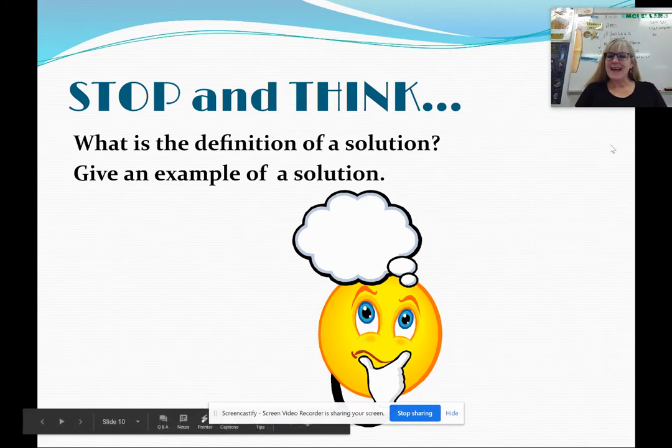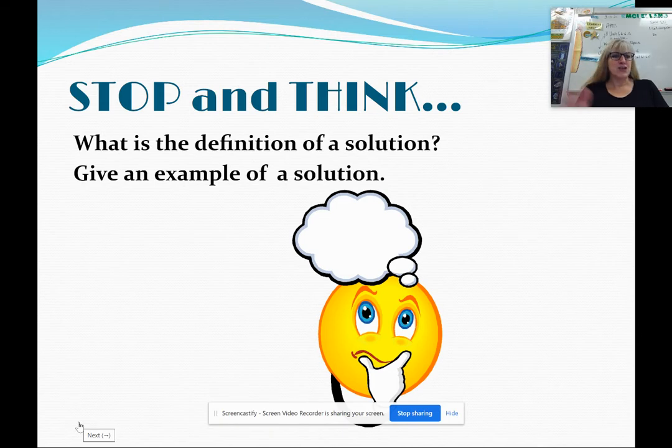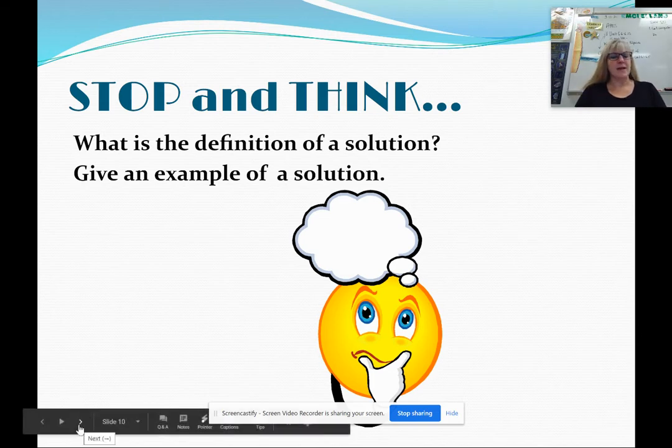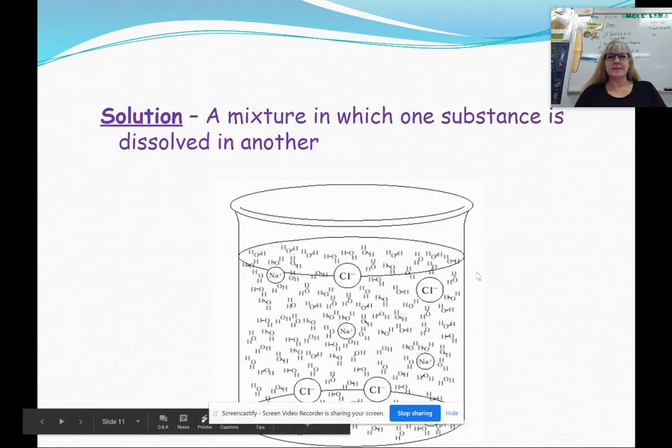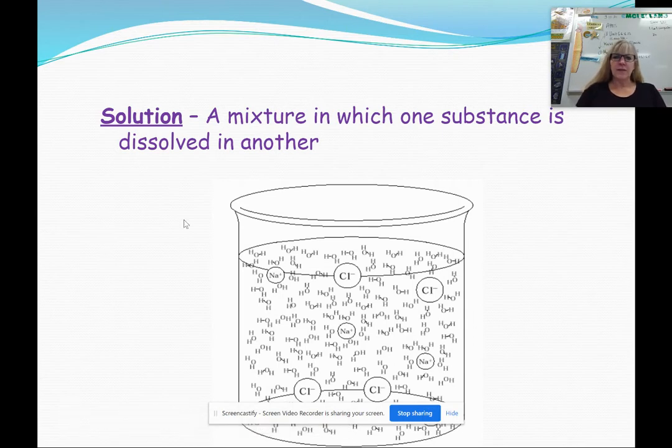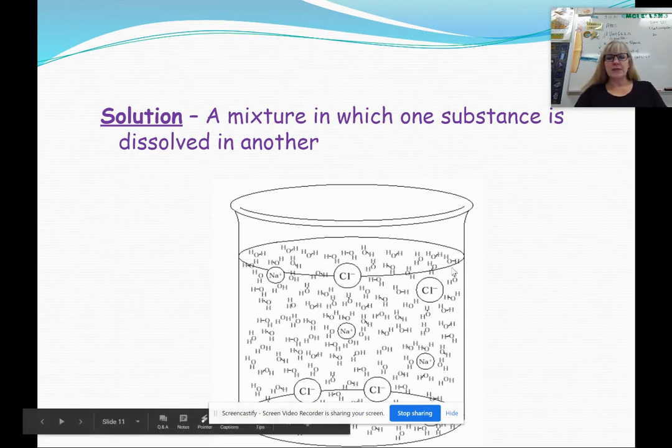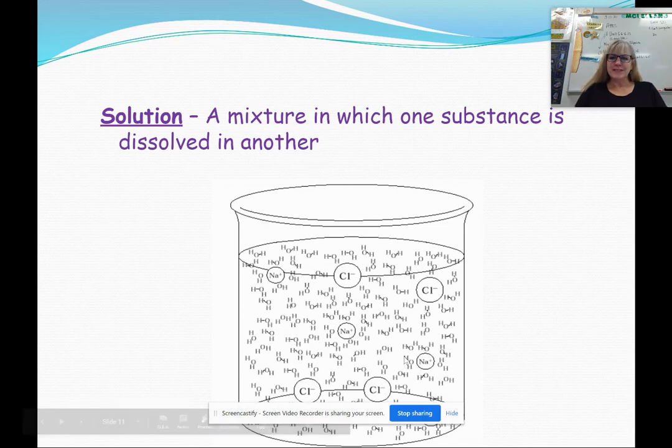If anybody said Kool-Aid or soda, a drink that has some kind of sugar in it and food coloring, that's a solution. It's anything that's going to be dissolved in another substance. So it's a mixture in which one substance is dissolved in another. And if you remember your chemistry, a mixture means they're still separate.